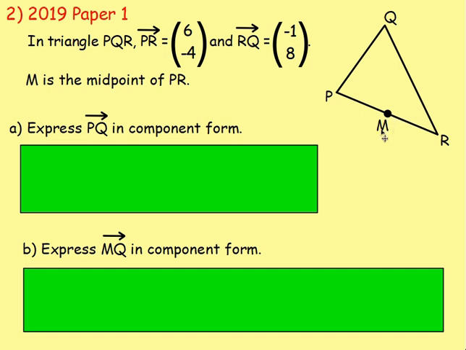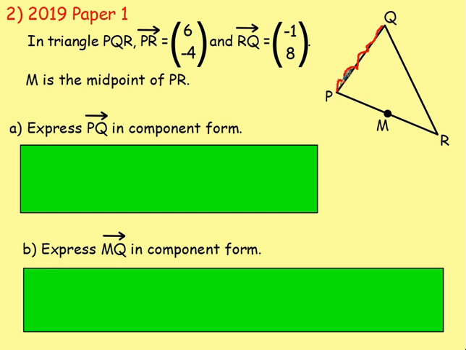So, part A, express PQ, the vector, in component form. How do we know it's a vector? There's this arrow above it showing this is the vector going from P to Q. So, this is what we're wanting. We want to go from P to Q. But do you know that vector? No. You're right, we don't.